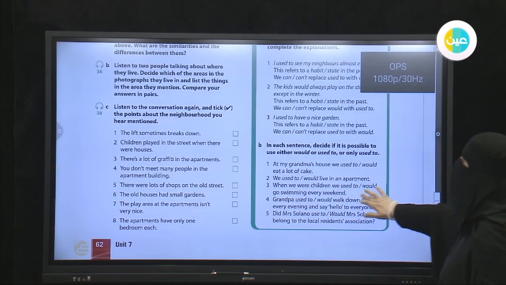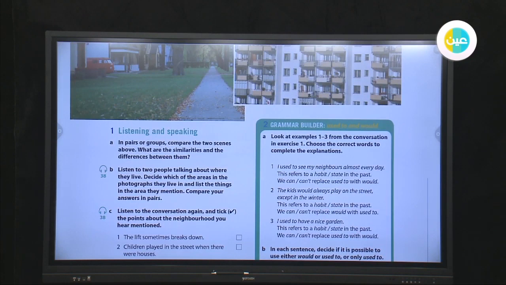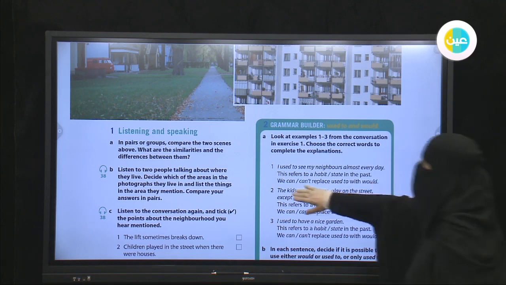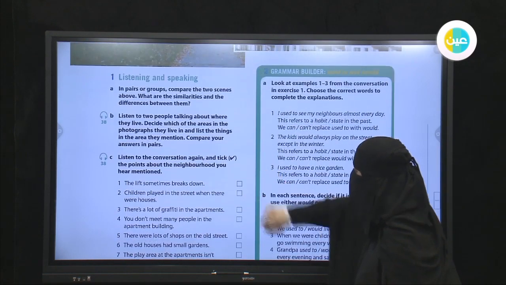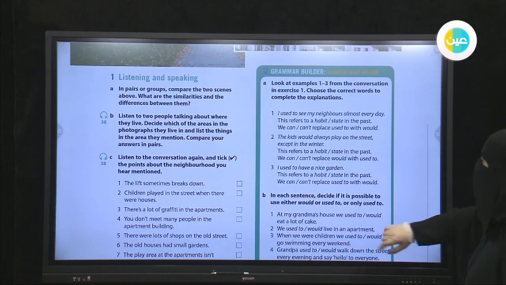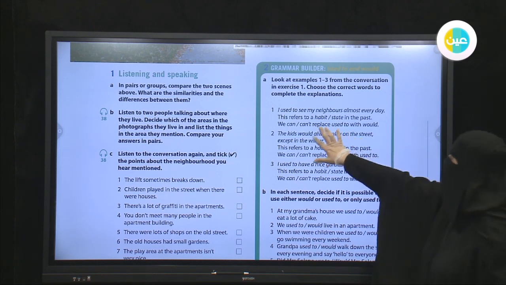Okay? Now, go please to the grammar builder. Used to and would. First of all, used to and would refer to the past. Go to A. Look at examples 1 to 3 from the conversation in exercise 1. Okay, go to exercise 1. This is exercise 1. Look at the examples from 1 to 3. Okay. Choose the correct words to complete the explanations. You can read it here.